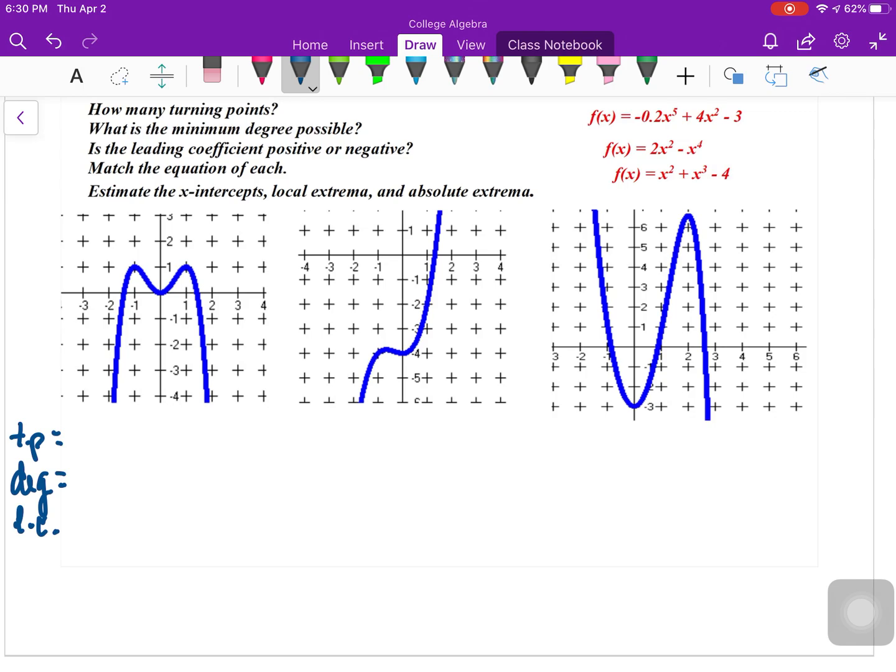Leading coefficient, positive or negative. And then it says match the equation, give me the x-intercepts and the local max, local min, absolute max, and absolute min.